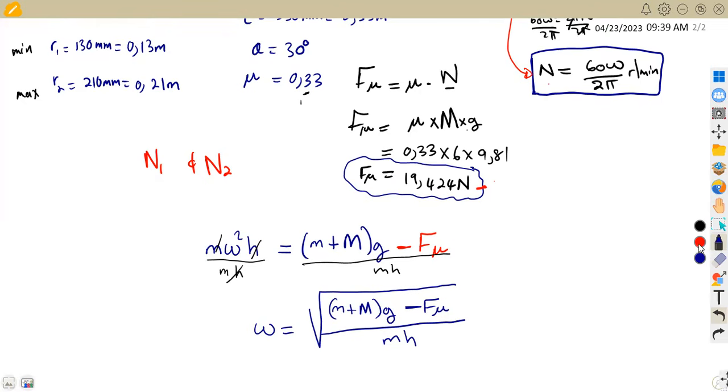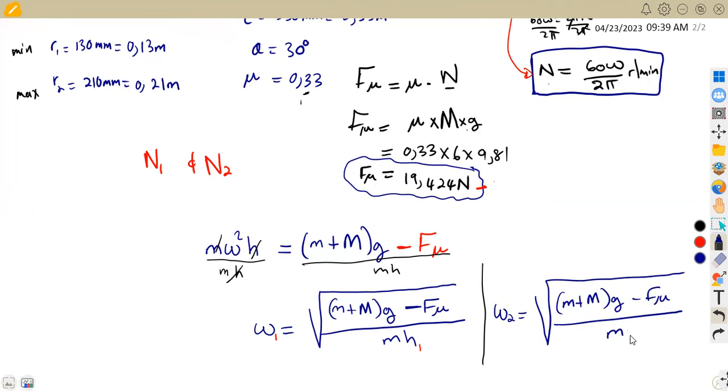So meaning to say, if we are calculating omega 1, we shall have this as omega 1, this as H1. Okay, if we are to calculate omega 2, that means we shall have our formula in the same way, but just written as omega 2. So omega 2 is equal to the square root of the mass plus the mass of the sleeve minus, in this case, our frictional force, everything over the mass of the balls times the height 2. So this would be H2.